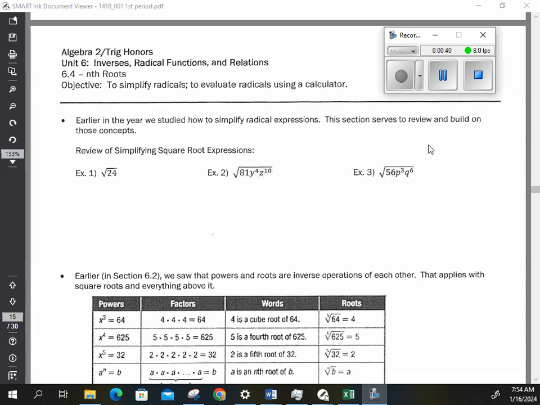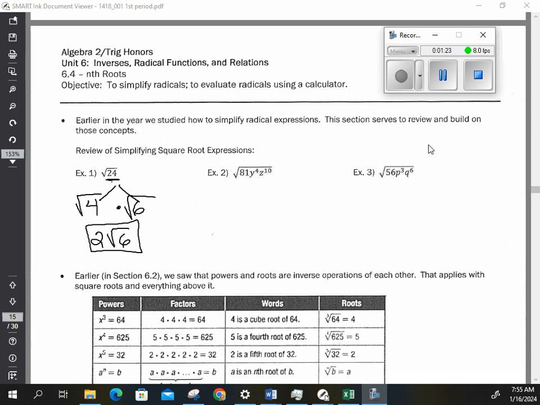So look at example 1, square root of 24. Obviously, if you don't have a perfect square, then we break the square root into two parts. We find two numbers that multiply to 24, one of them being a perfect square. So 24 we can break up into 4 and 6. Then after you do that, take the square root of both parts. So you have 2 square root 6. Remember, the perfect square always goes on the outside.